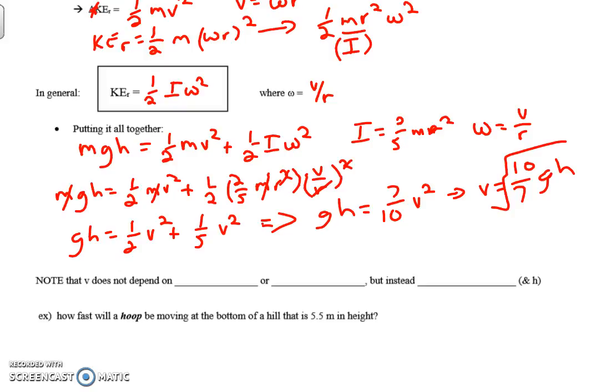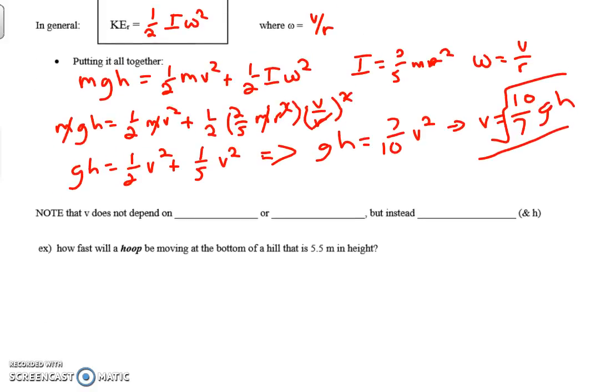If you look up above at what we had before, we had radical 10/7 g sine theta d, but sine theta times d is nothing more than h. And if you recall, when we did a problem a long time ago where an object slides down, the equation for final velocity is radical 2gh. So this is not quite 2gh. It's a little less than that because a bit of our energy is rotational.